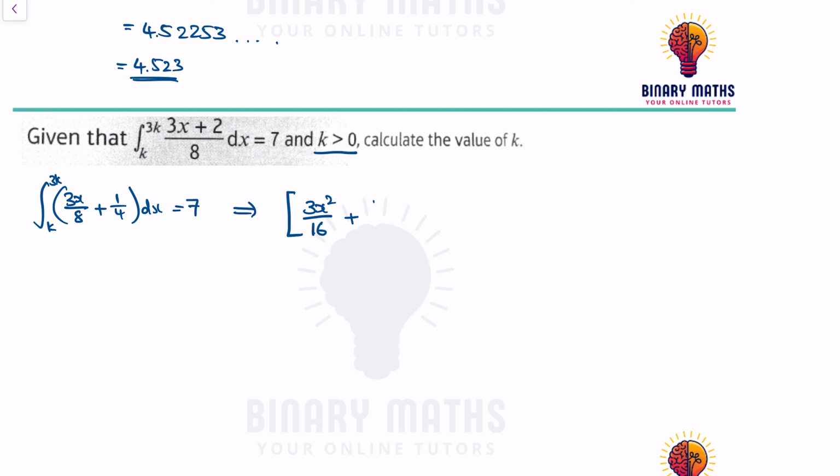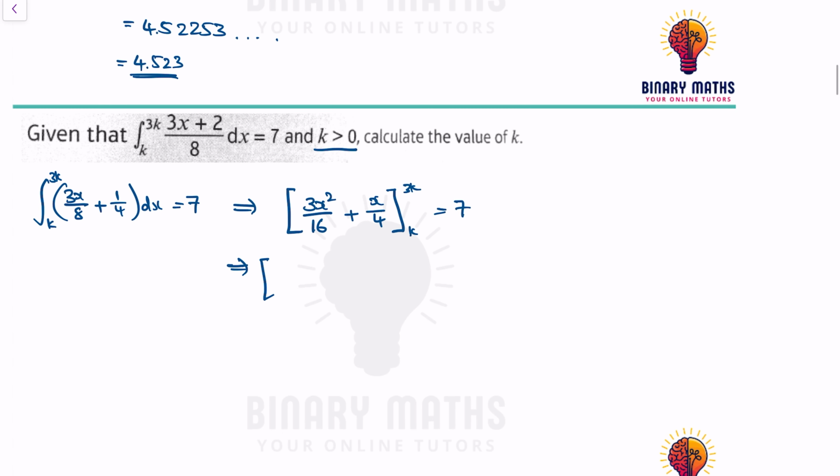A quarter integrated will give you really just a quarter x, so let me just write it as x over 4. And my upper limit is 3k, my lower limit is k, and it is equal to 7. Okay, so now I need to substitute 3k in and then k in. So I just get 3 times 3k squared over 16 minus 3k over 4, take away 3 times k squared over 16 plus k over 4 is equal to 7.